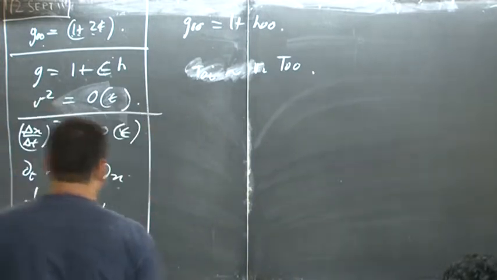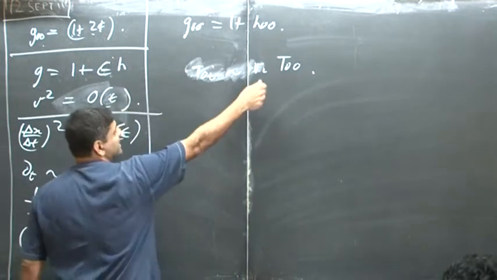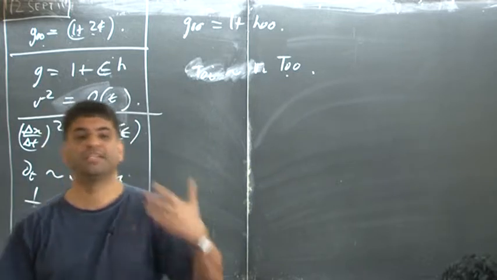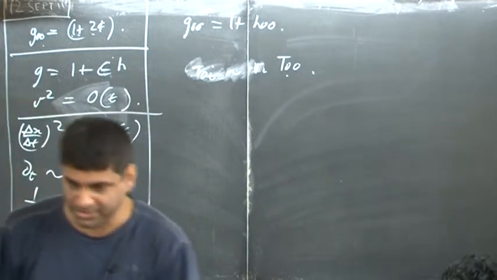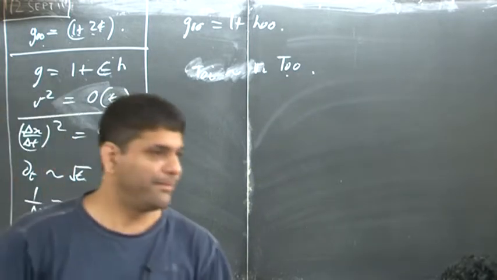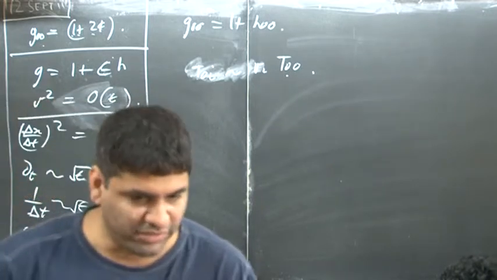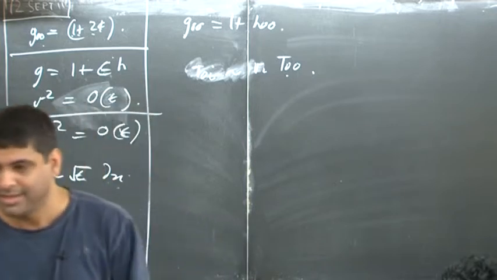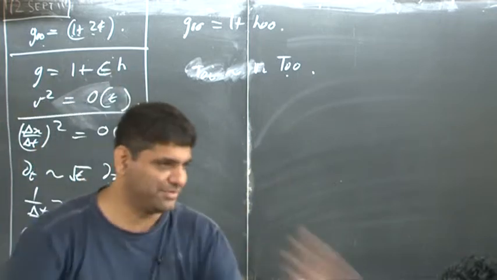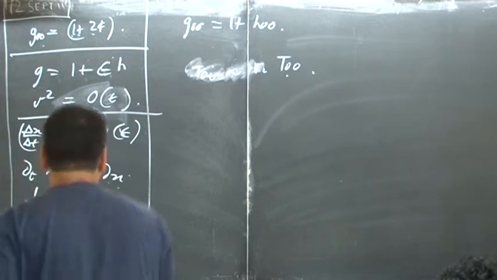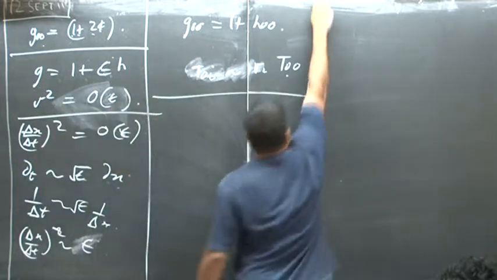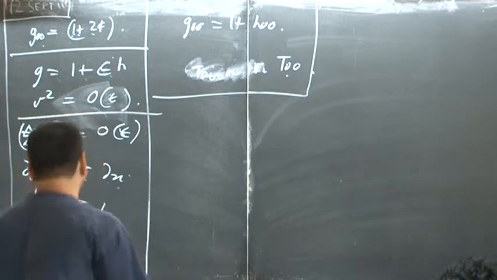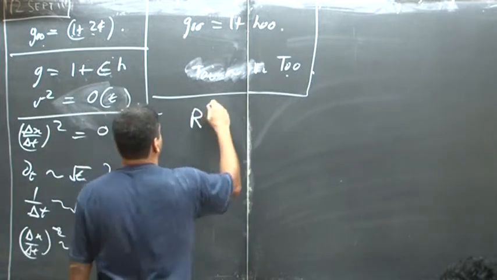So the dominant term on the right hand side is T00, and T00 is larger than T0i by a factor of square root epsilon. And T0i is larger than Tij by another factor of square root epsilon. That's the other thing that we're going to use, because the matter itself is assumed to be non-relativistic. So given all these assumptions, we want to check that we get back Newton's equations. Now let's look at this equation.